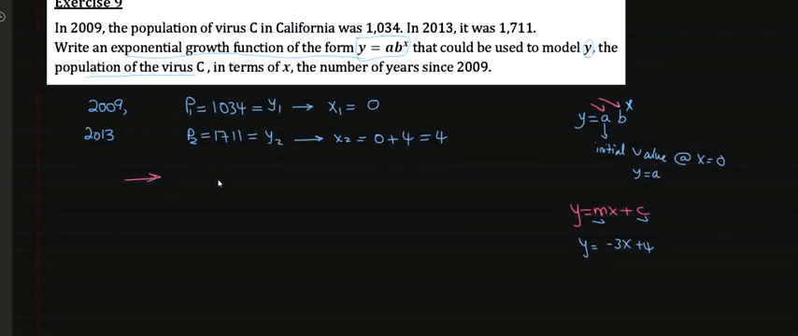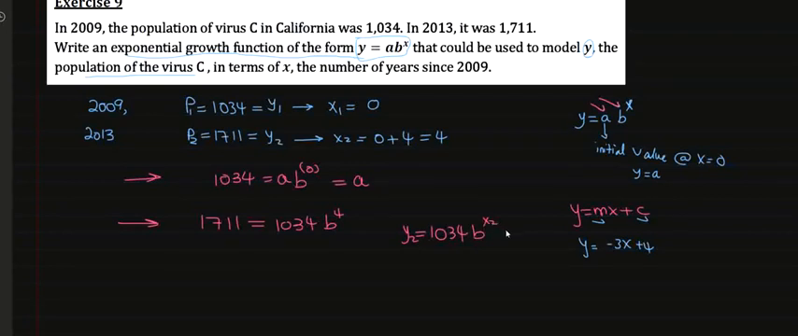So when y is 1034, x was 0. And anything to the power 0 is 1, so that's directly a. Use point 2 with the y 1711 equals, now the a is known as 1034, times b to the power of what? Of 4, because that's the corresponding x. I'm replacing here y2 equals a, which we know now, times b to the x2. Right? Now we have only one unknown, which is b.